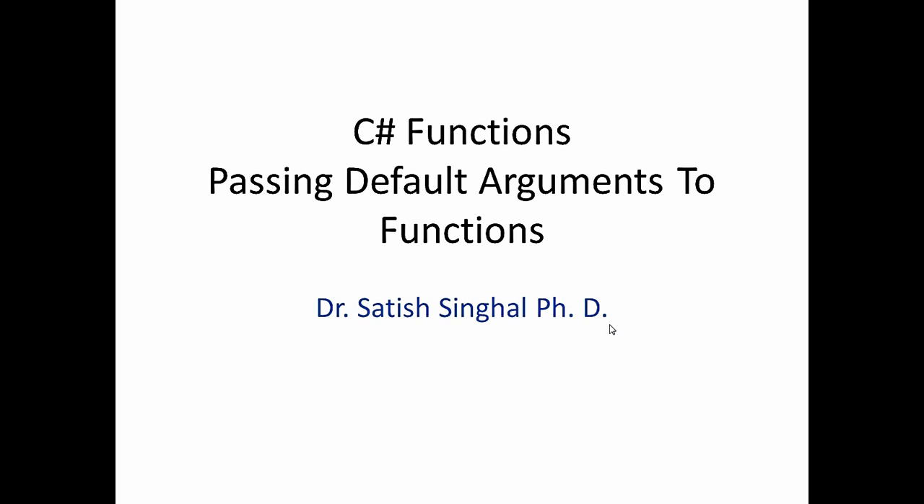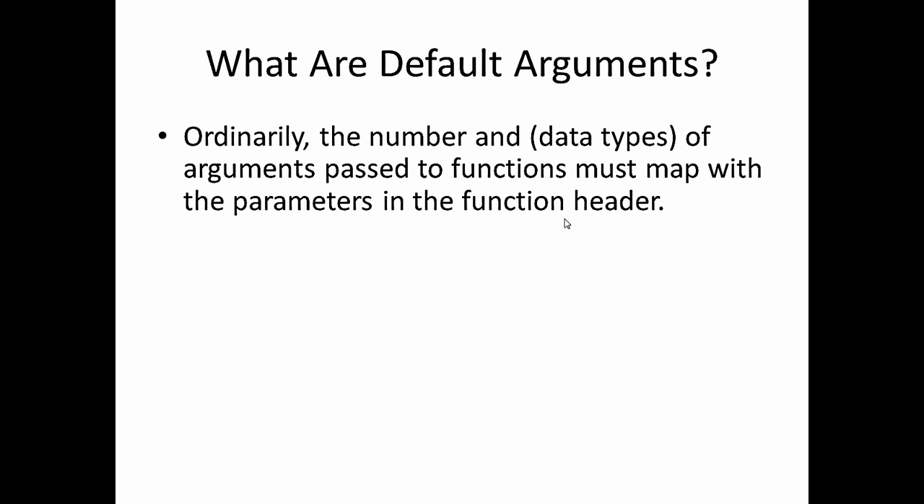Today I'm going to talk about passing default arguments to C# functions. Of course, C# calls them methods, but function is another name. So let's first talk about what default arguments are. Ordinarily, the number and data type of arguments passed to functions must map with the parameters in the function header.